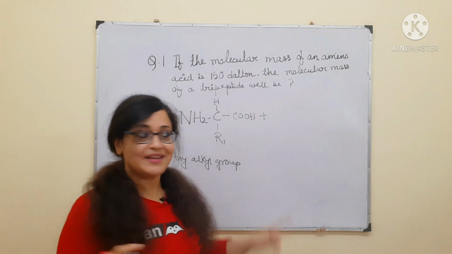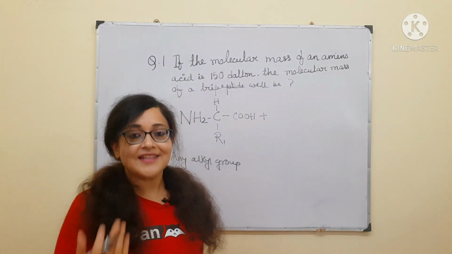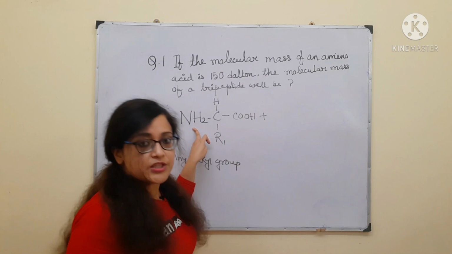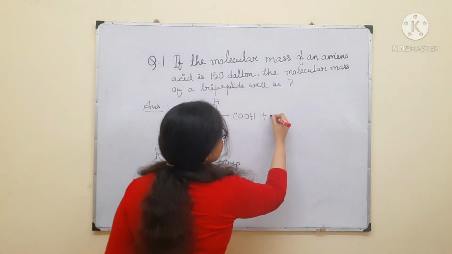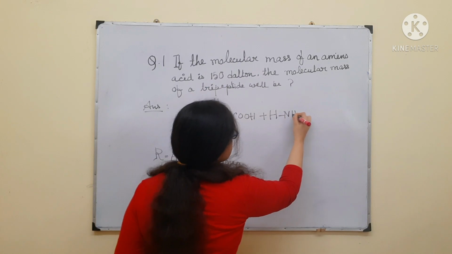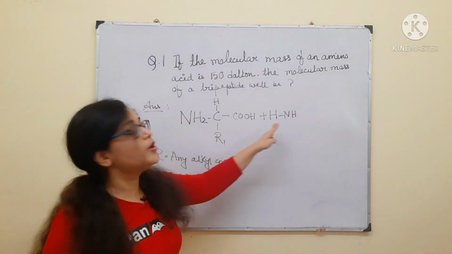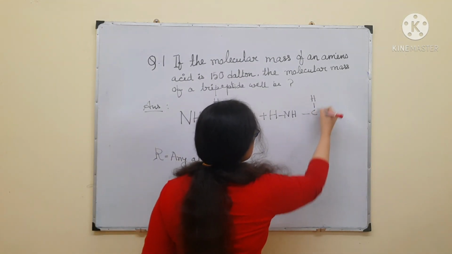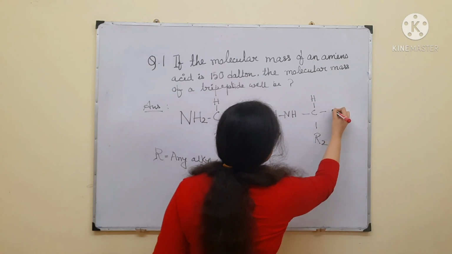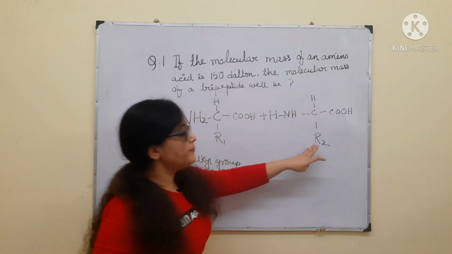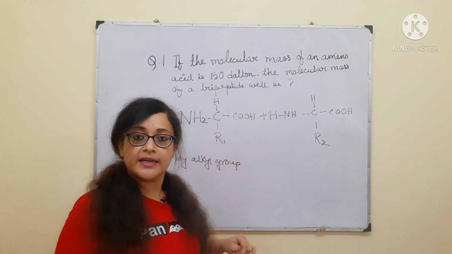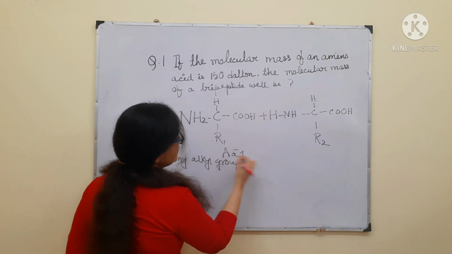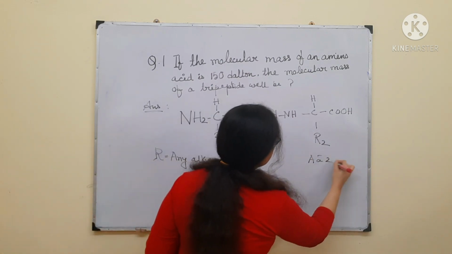So let me draw the second amino acid. For our easy understanding, I am writing it in a bit different way. So NH2 can be written in this form as well, right? Like HNH. Both of these are same, right? NH2 or HNH, both are same. Then CHR2, COOH. Why am I writing R2? Because it is the second amino acid, right? So this is amino acid number 1 and this is the amino acid number 2.